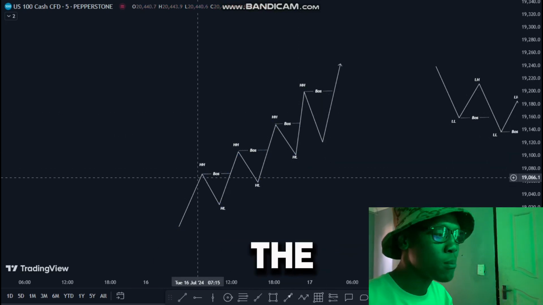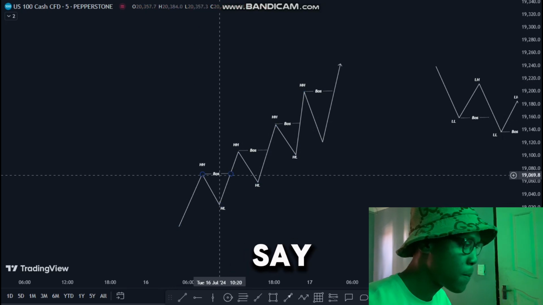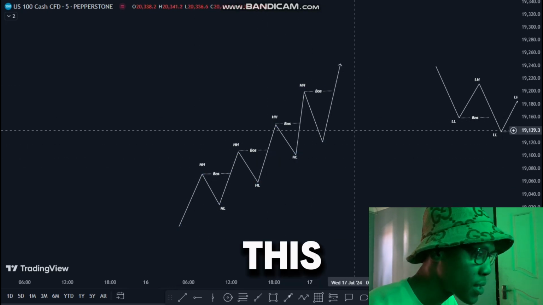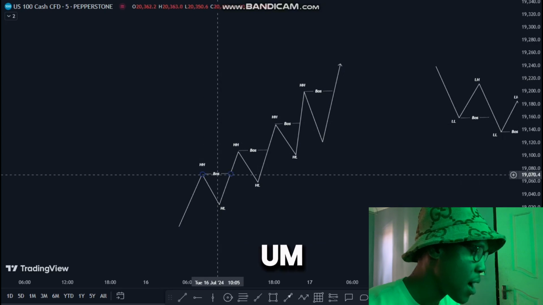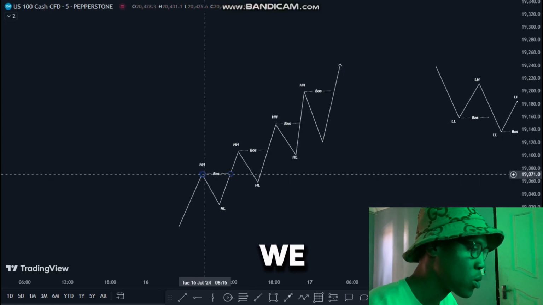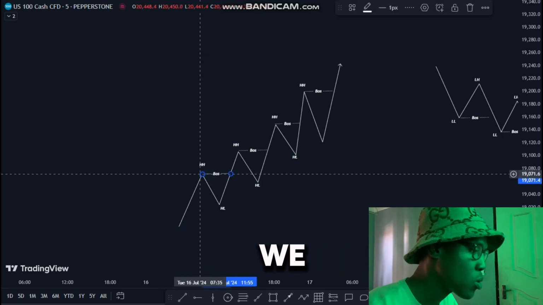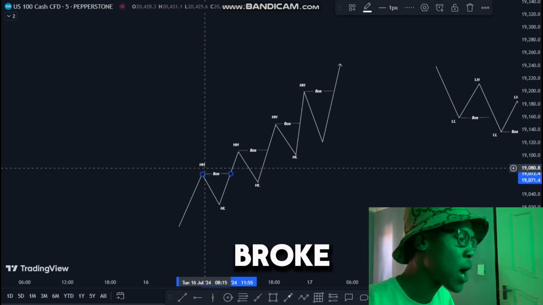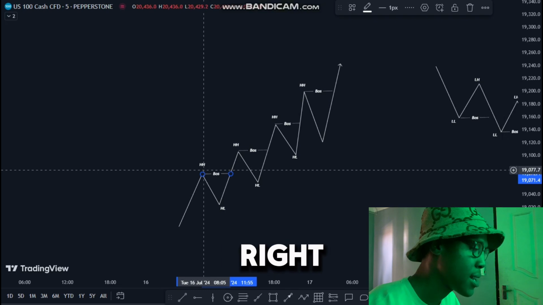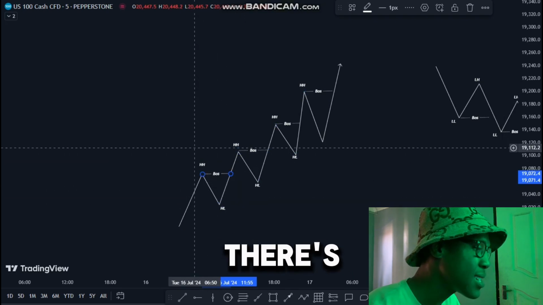So every time the market breaks our recent higher high, let's say before all of this movement actually happened, we only had this double H, or what we call a higher high, right? So the market actually broke this structure. It broke our previous higher high, and as you can see, it gave us a new higher high, meaning there's a continuation in the trend, right?